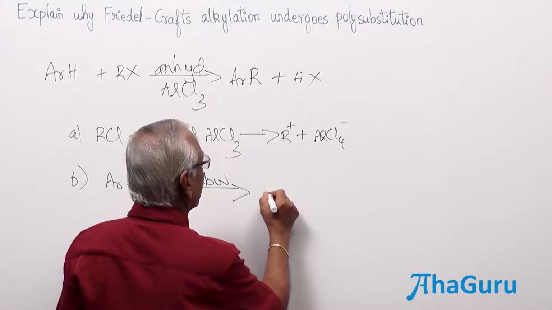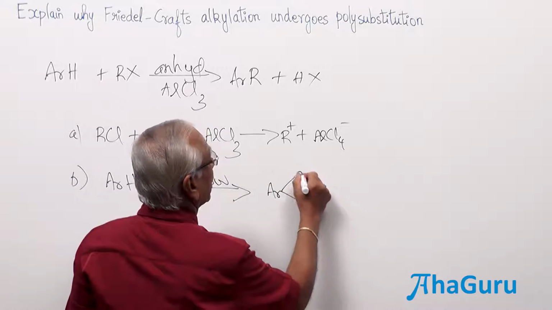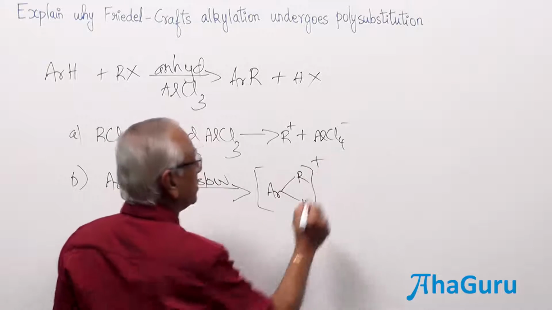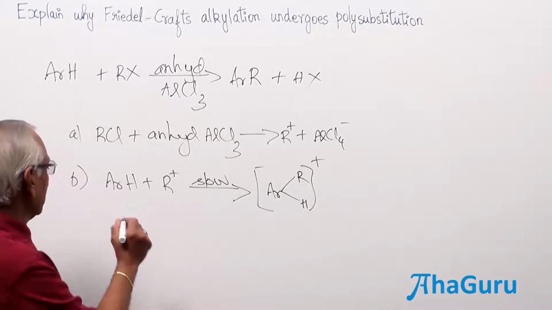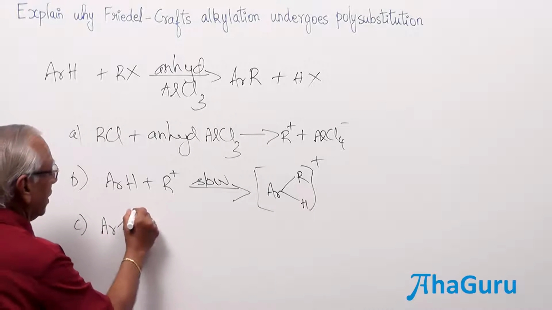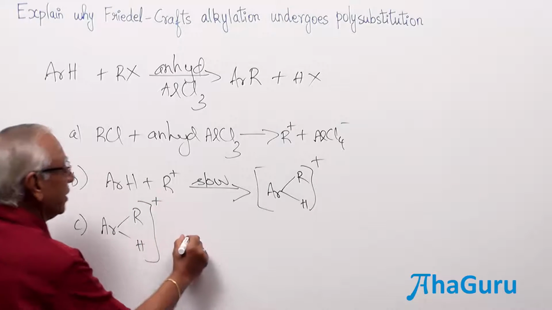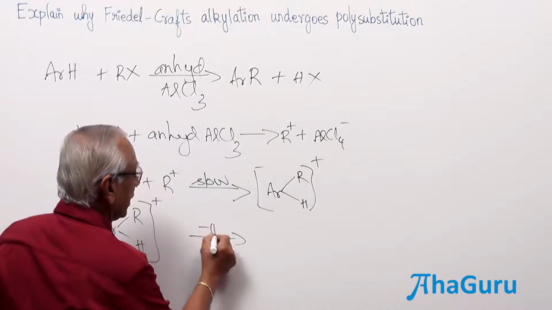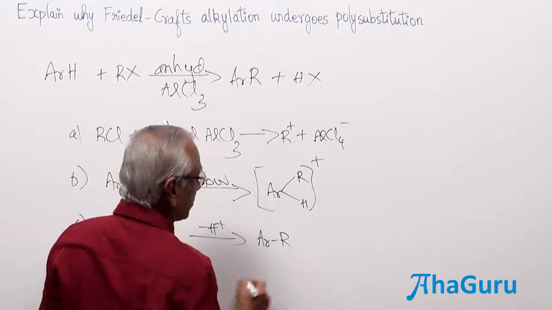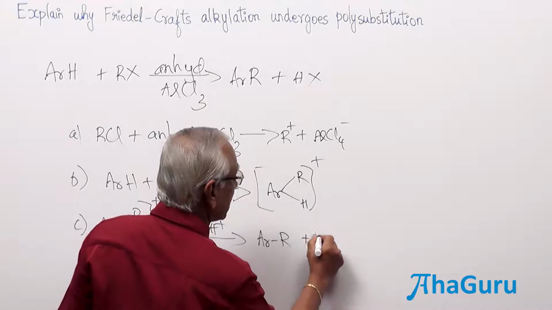I told you this is an intermediate. Ar, you have both the hydrogen and the alkyl group attached, and the entire thing should have a positive charge. This is called the arenium ion. And the last step, this arenium ion can lose a proton to form ArR, the alkyl substituted aromatic compound, and of course H plus.